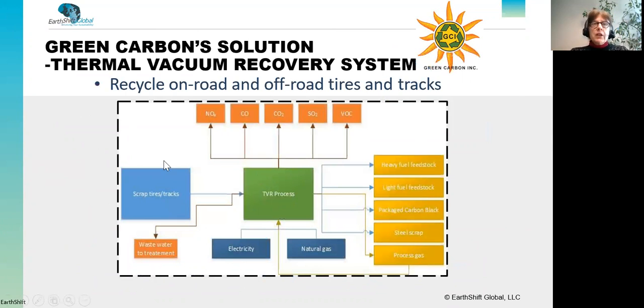So we looked at this, and of course there are some emissions from that combustion of the natural gas and that process gas, a little bit of wastewater going to treatment there, but it's a pretty cool process. And in fact, the links that are part of those big tracks come out of the process clean enough to be reused directly in new tracks. So as I said, really cool process.